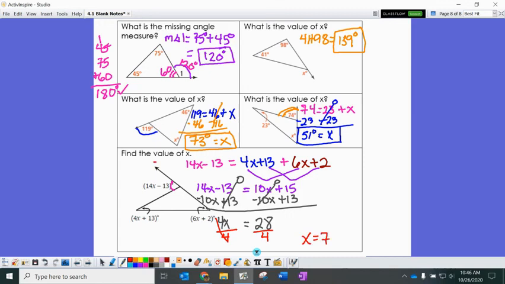Now, is that the question they asked? Yes, they just want the value of x, so we'll box it. Make sure you check before you decide that you're finished.